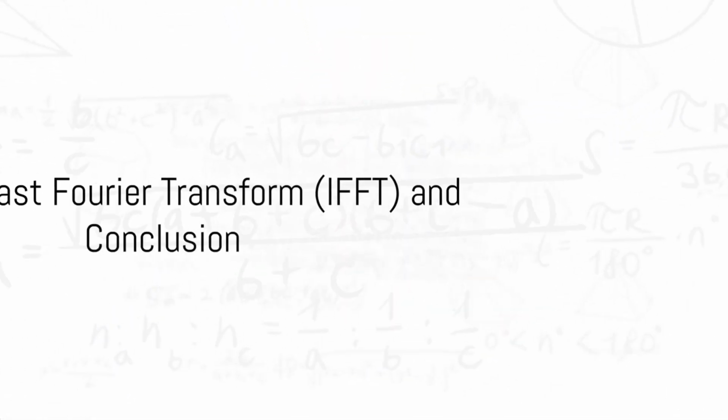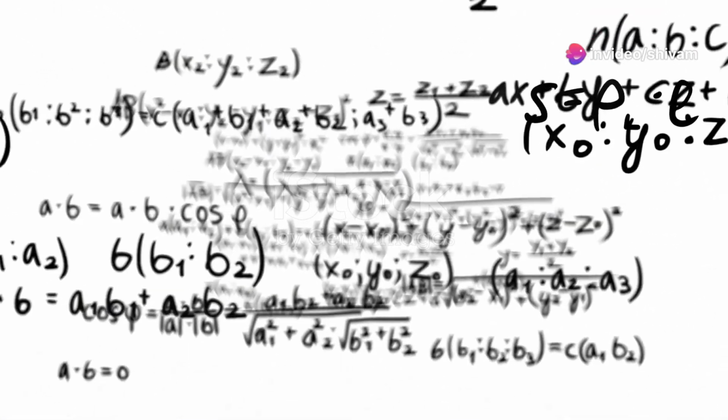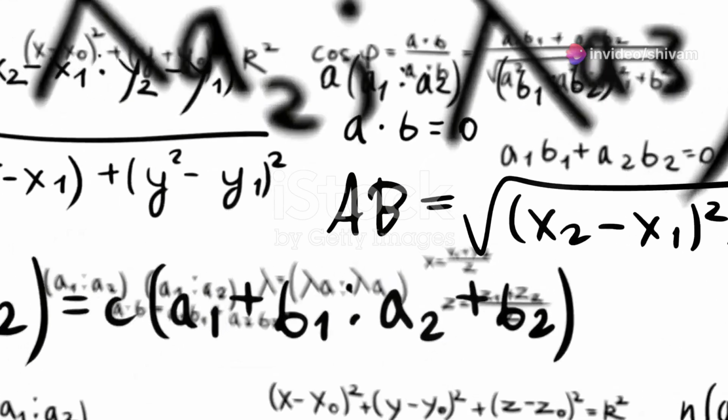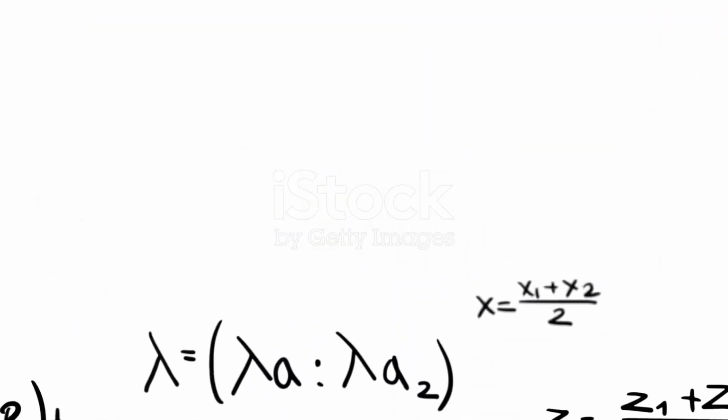Finally, after performing pointwise multiplication in the value domain, we employ the inverse fast Fourier transform, or IFFT, to transform the result back into the coefficient representation. This gives us the product of the two polynomials.